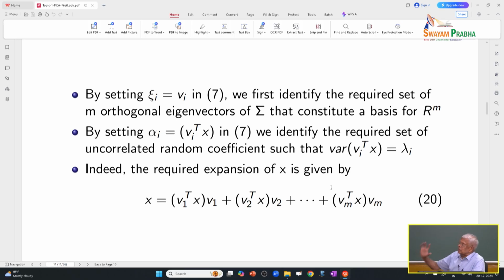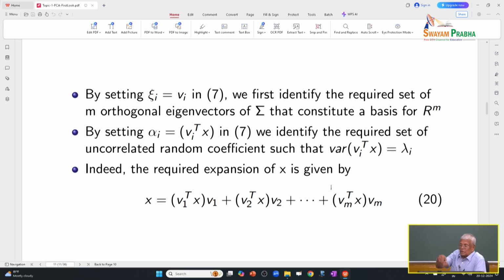What is the solution? What is the problem? I am given a random vector x. I would like to find m principal directions xi 1, xi 2, xi m, and m random coefficients alpha 1, alpha 2, alpha m, such that x is equal to alpha 1 xi 1 plus alpha 2 xi 2 plus alpha m xi m. The whole question was, how do you pick the xi? How do you pick the alpha?